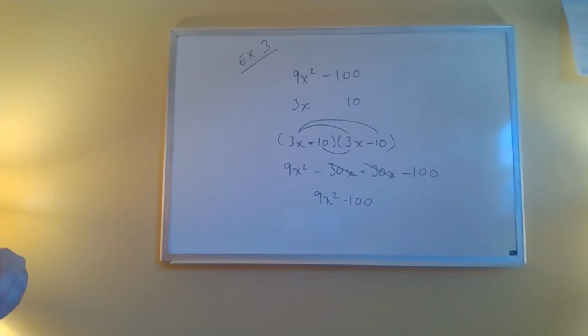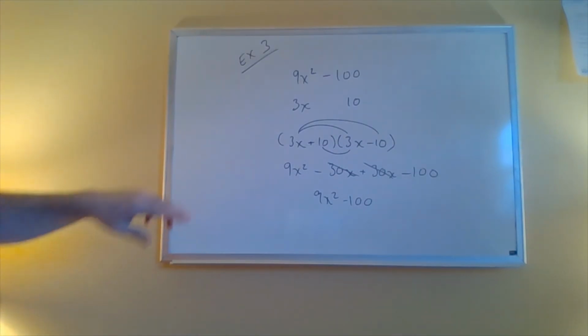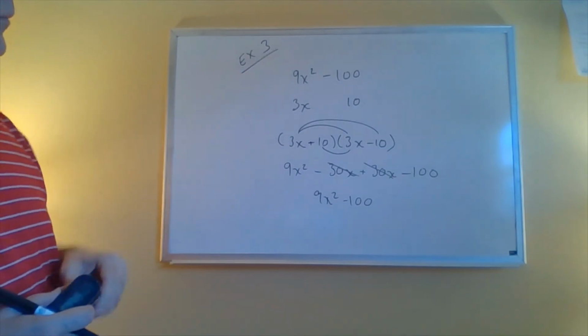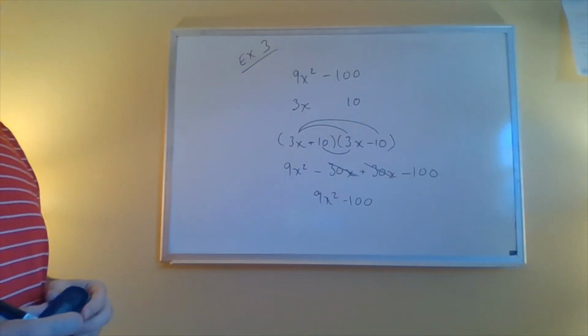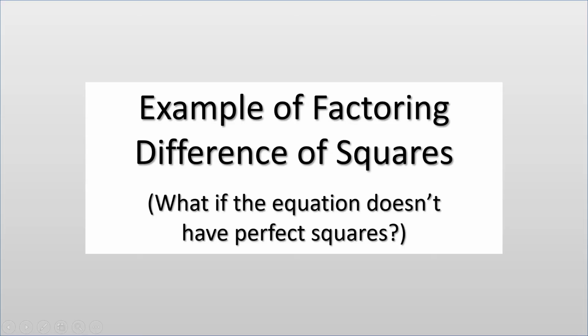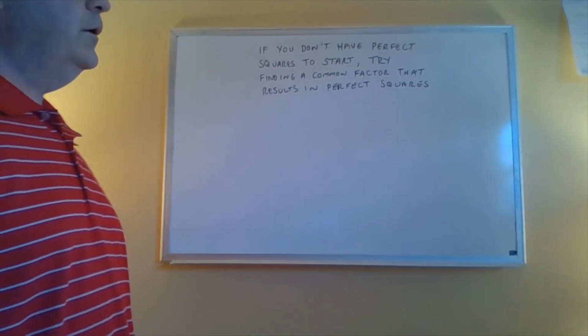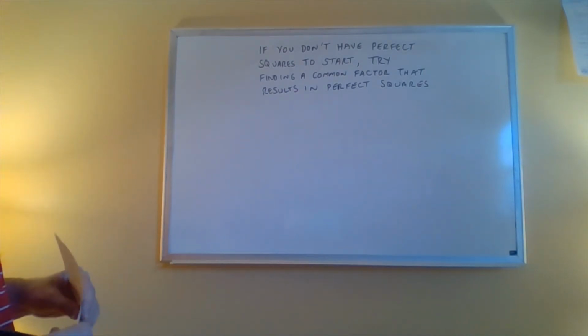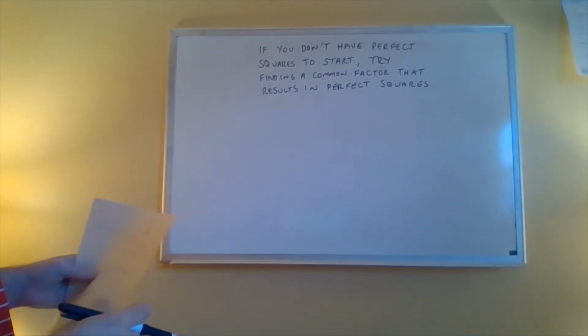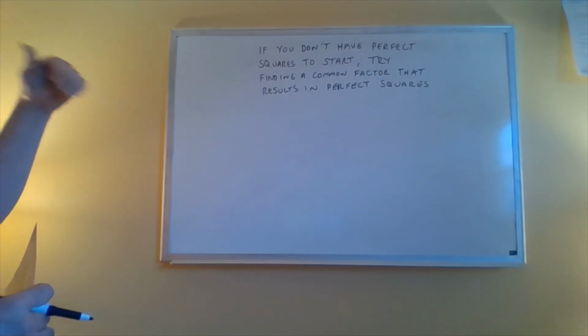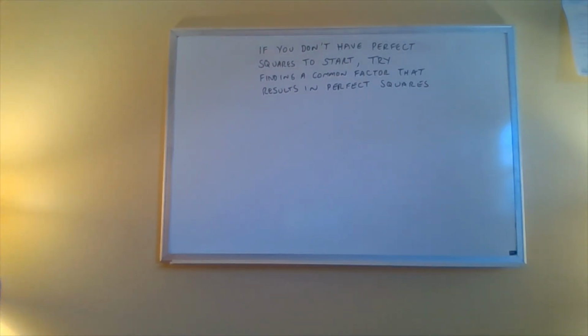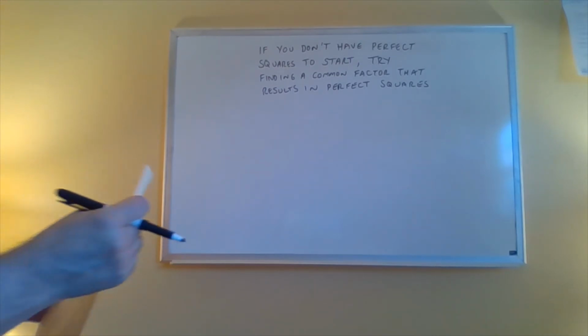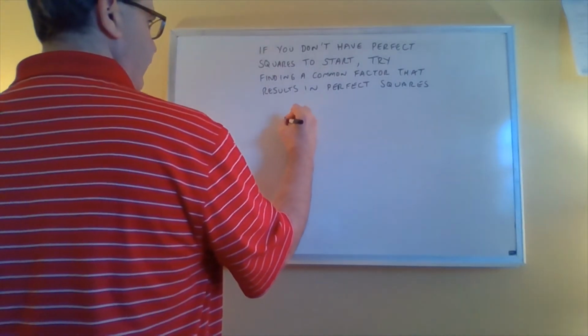Next, I want to go through a couple examples on when we don't have perfect squares for our two terms. Okay, what if I don't have perfect squares in my binomial? What do I do? So if you don't have perfect squares to start, try finding a common factor in your two terms that when you pull that out would result in perfect squares. So let's look at an example.